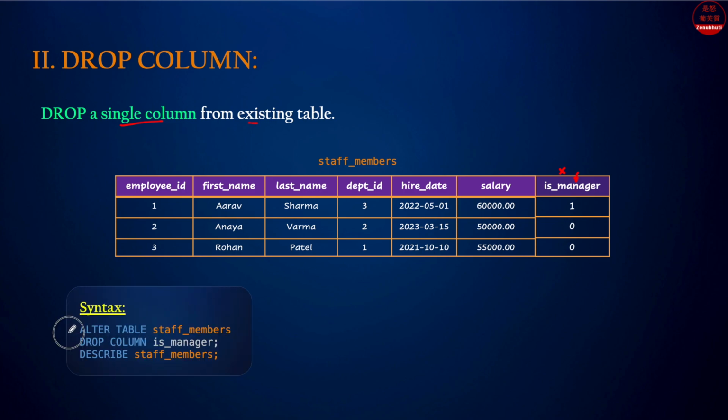Again, in your syntax, your first line will always be ALTER TABLE, then your table name. Later you describe what you want to do. You want to drop a column and is_manager is your column name, and this is an optional statement. If you want to see the updates, you can use DESCRIBE staff_members. Once you execute this statement, it will delete your column.